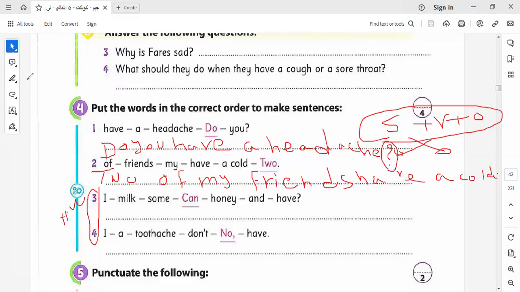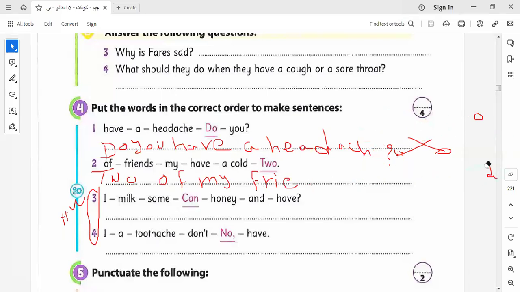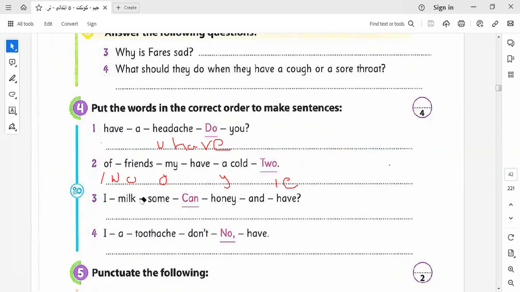Let's go to another question here. Today I will explain 2 lessons only on this unit. Next class I will continue, okay? Because I think it's enough for you to study this part, okay? Let's go to another question here.